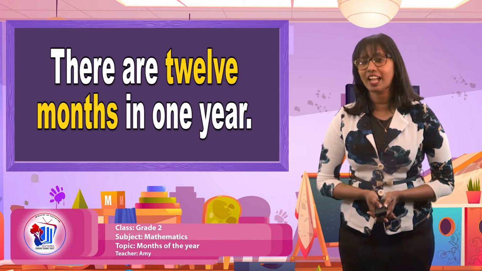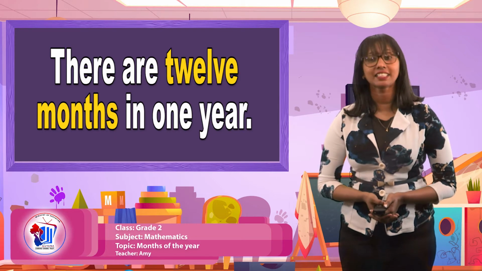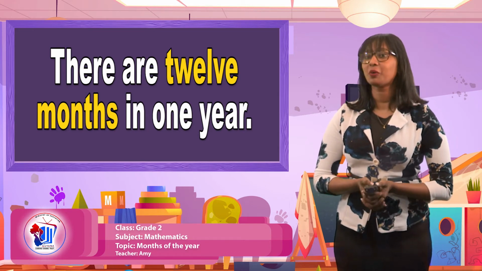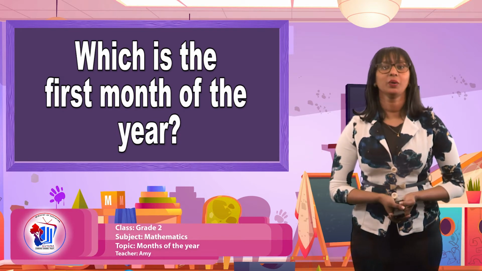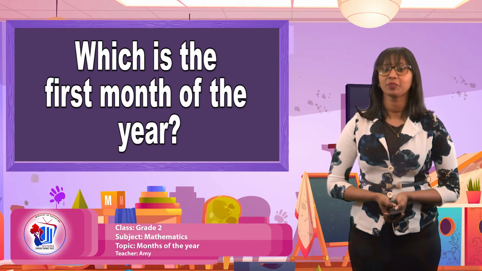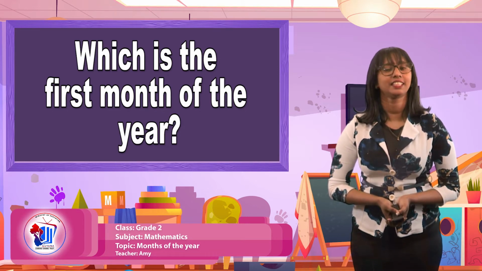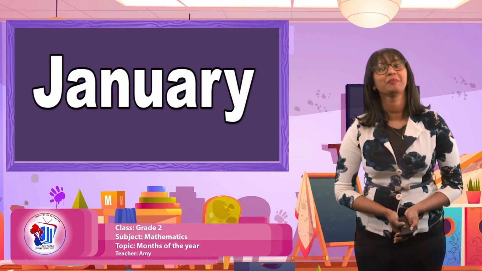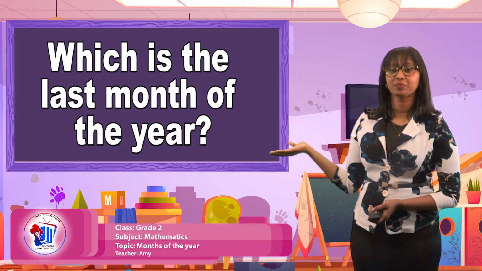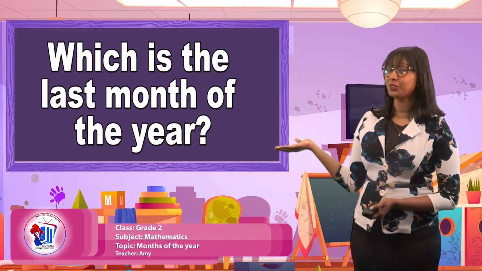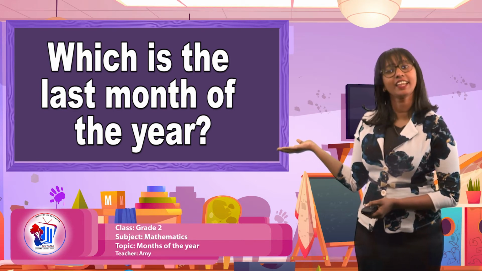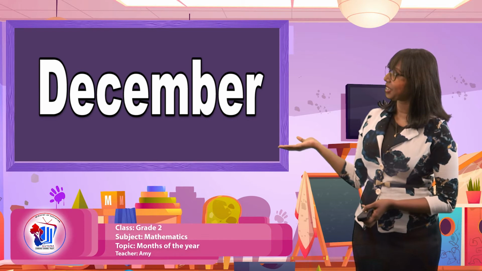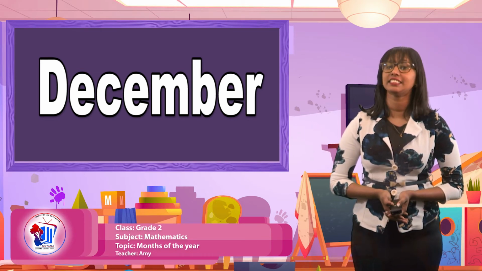Now, here is another activity that we can do. We will do this activity together. So now we know the months of the year. We are going to answer some questions. Our first question is, which is the first month of the year? The first month of the year is January. Good job. Now, take a look. We have the last month of the year. I want you to tell me the last month of the year. Is it September? Oh no, it is December. The last month of the year is December.